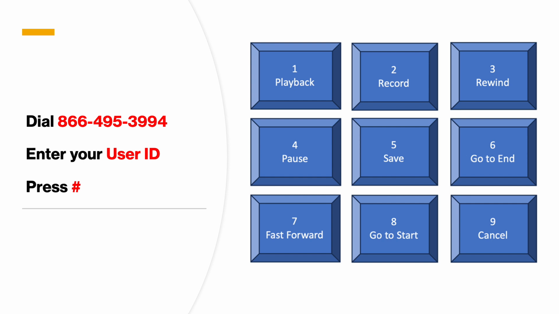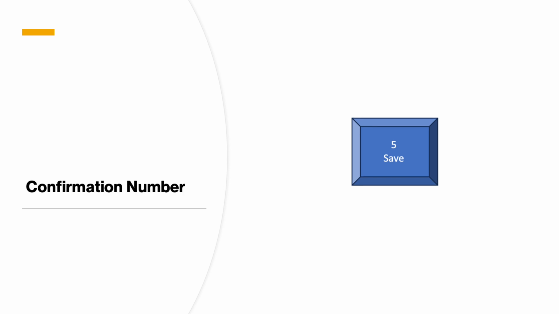Here is a diagram of the available keypad functions such as playback, record, rewind, pause, save, go to end, fast forward a few seconds, go back to start, and cancel. If you press the save button, which is number 5, the system will provide you with a confirmation number.